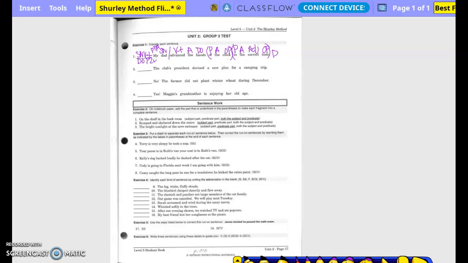Who devised a new plan for a camping trip? Alright, so president is the subject noun. What is being said about the president? Verb. Devise what? Plan. Is plan the same thing as president? Nope, it's the direct object. Devise becomes the verb transitive. What kind of plan? A. For what? What kind of trip? A.